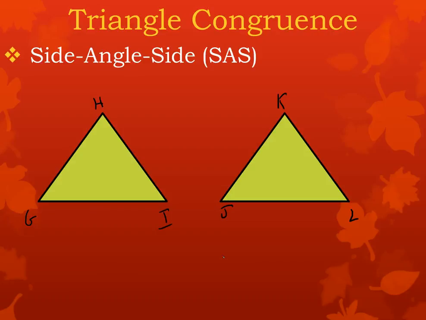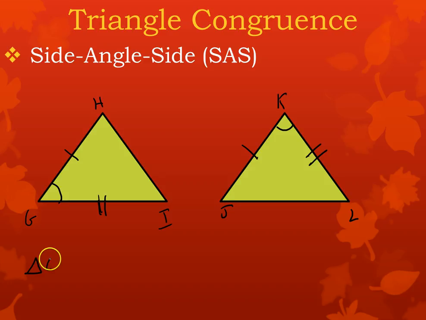Second one is side angle side. This is where if I can prove two sides congruent, like these two right here, and then the angle in between them. Notice G is in between these two sides. So is K. If I can prove this to be true, two sides equal, angle in between, then the triangle is congruent by side, angle, side.